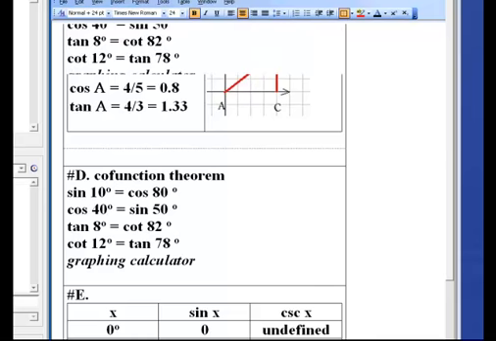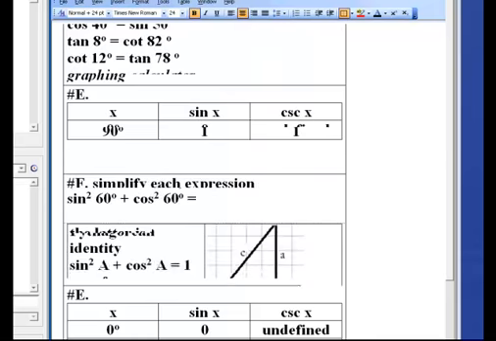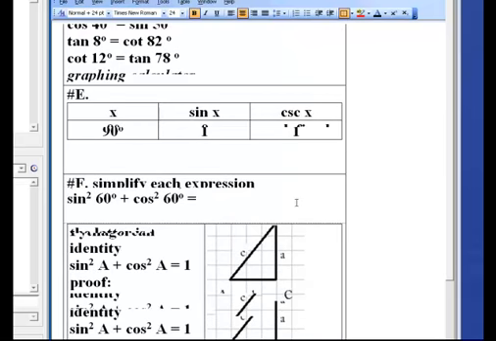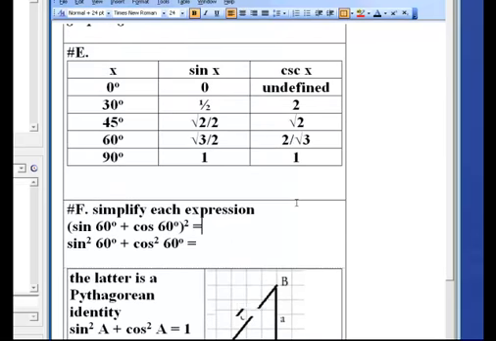Okay, now I'm going to scroll down here and get the next problem on the screen. It says simplify each expression. In parentheses, sine 60 degrees plus cosine 60 degrees equals something, and then the second one is sine squared 60 plus cosine squared 60 equals something. Well, let me start with the second one because I recognize that as the Pythagorean right away, so that will come out definitely to 1. You can try that on the calculator and you will see that is indeed correct.